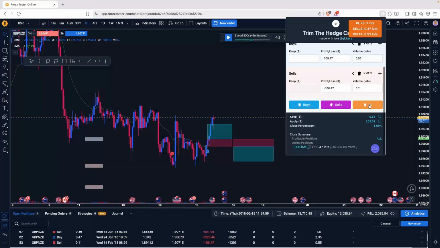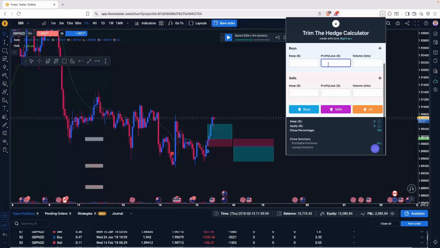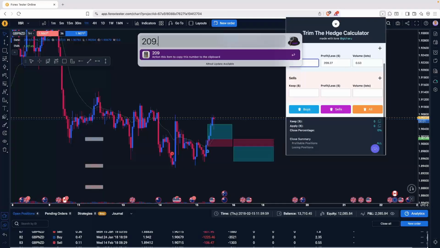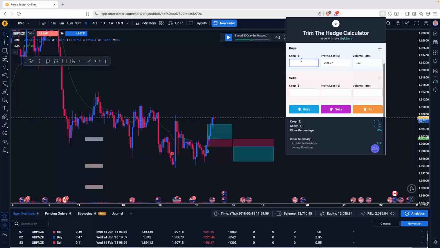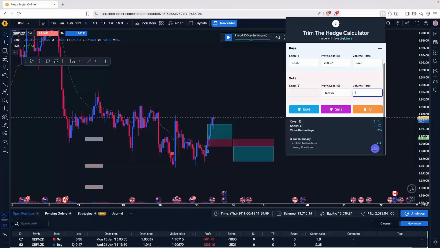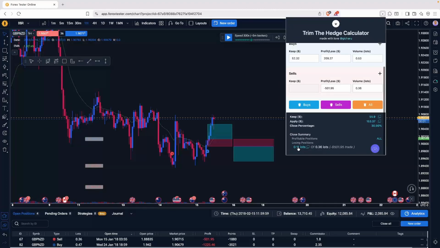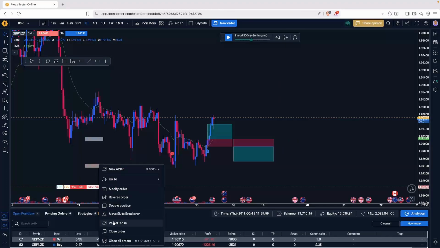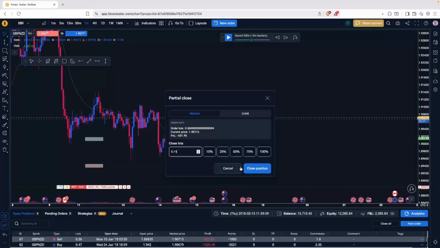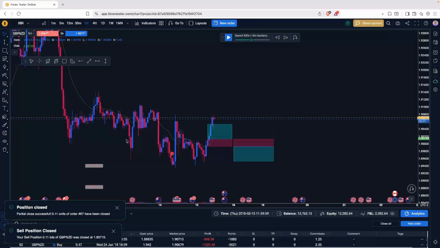0.47. Yeah, it's trimming the wrong one, because it's just using the farthest available trade, which is the buy trade at the very top. 0.53, and then to 9.27. We just want $52 out of that. And then on the sell side, we have a $501 loss with 0.36 volume. So we are closing out 0.11 of this trade. Partially close 0.11. We close that, and then we close this one.